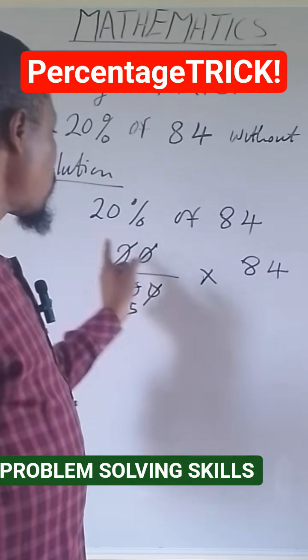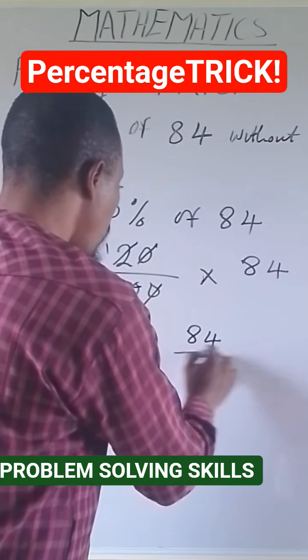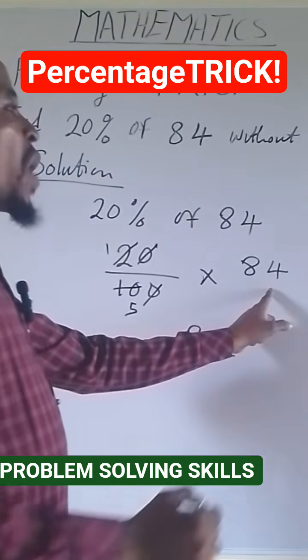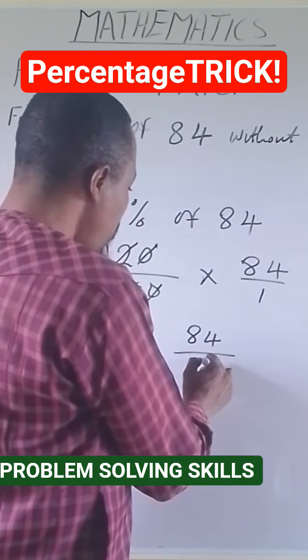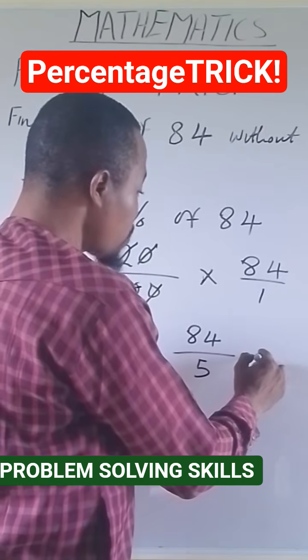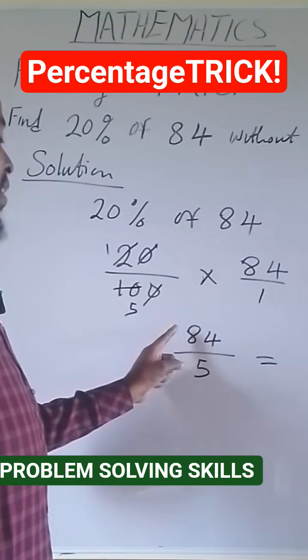Now let's multiply. This will give us 1 times 84, which equals 84, all over 5 times 1. There is an invisible 1 here. So 5 times 1 will give us 5. Now let's solve it. In this case, how many times can 5 go into 84?